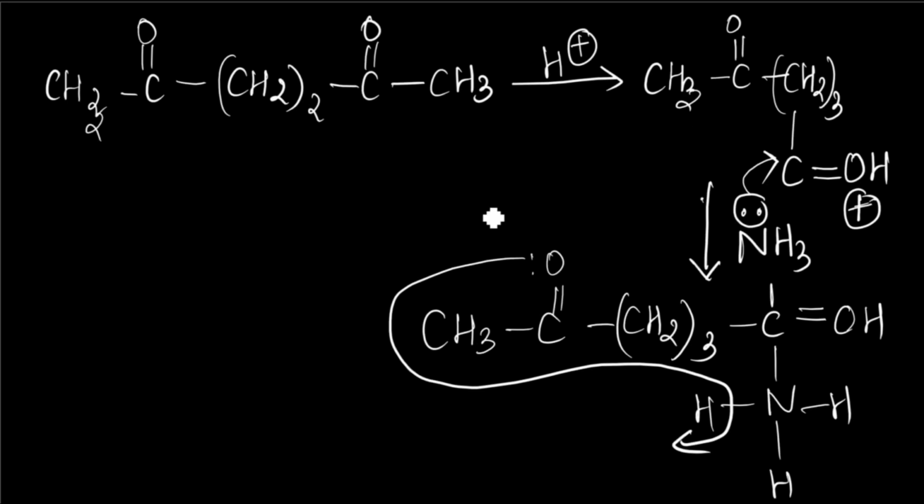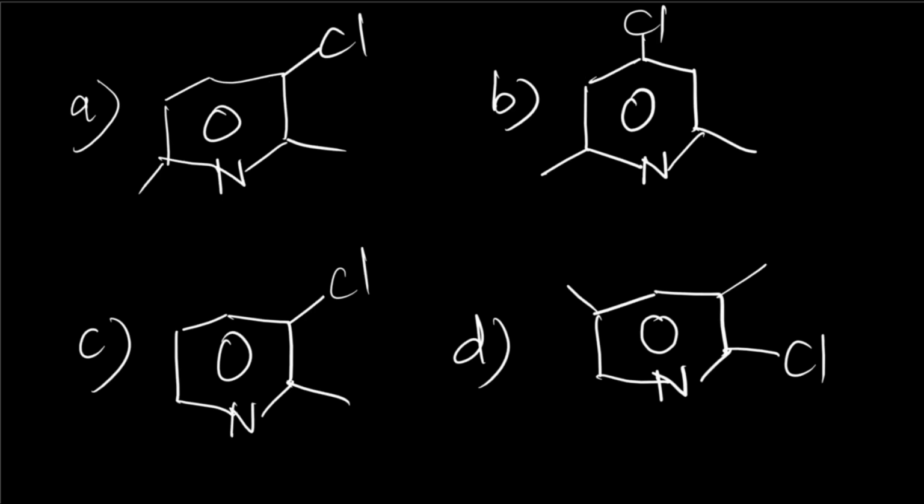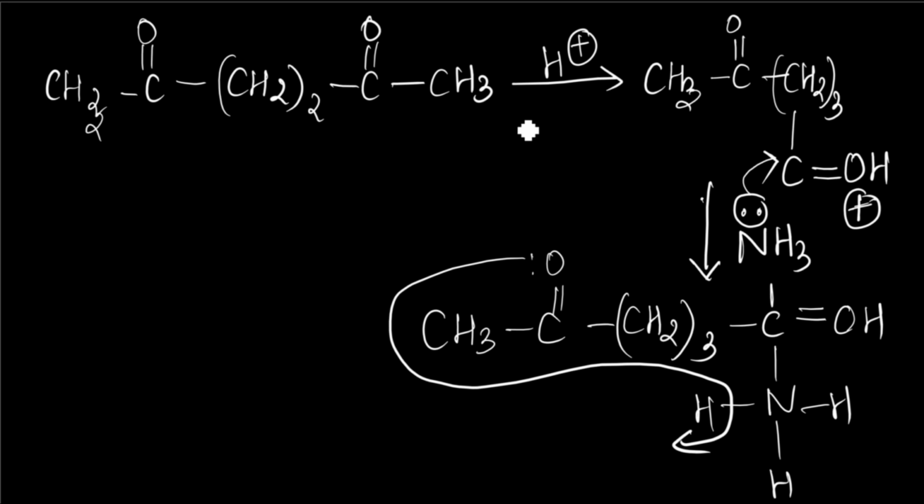So this is what happened over there. I just presented the mechanism. Let me explain it to you. We took the reagent ammonium carbonate. It is producing A, then CCl3COONa, that is giving B. They are asking for the B. Okay, so ammonium carbonate, what will that do? That will do the nucleophilic addition reaction, having NH3.